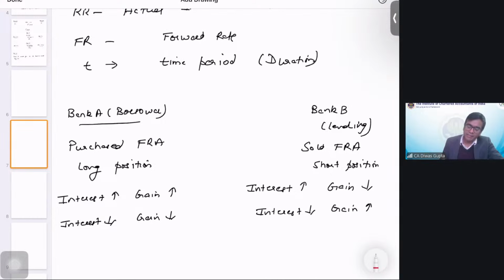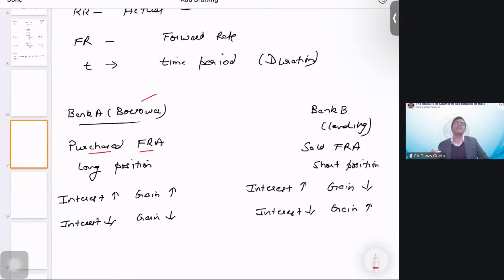are two banks, Bank A and Bank B, where Bank A is a borrower and Bank B is in the lending position, it is very, very important to see which bank will be gaining or which bank will be losing, as it depends on their positions, right? Now, if Bank A is in the borrowing position, we always call it a purchased FRA, right? So they have purchased the FRA.